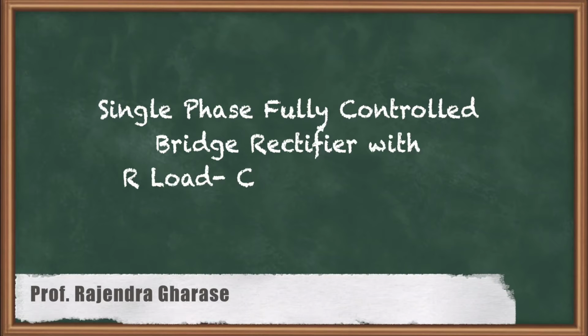Hello friends, in this video we are going to discuss a single phase full wave controlled rectifier. In that, the bridge configuration we are going to discuss. In the bridge configuration again we have two types: one is a half bridge and the second one is the full bridge. Full bridge is also known as the fully controlled bridge configuration. Half bridge is also known as a half controlled bridge configuration, or a semi converter.